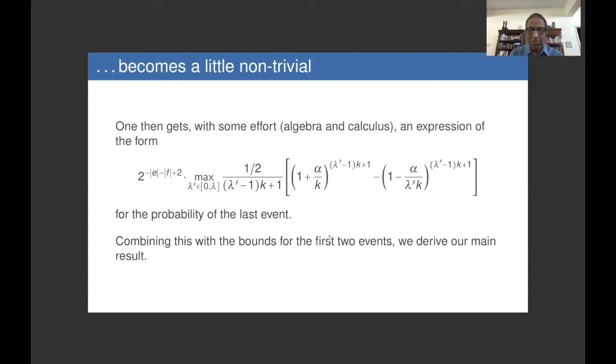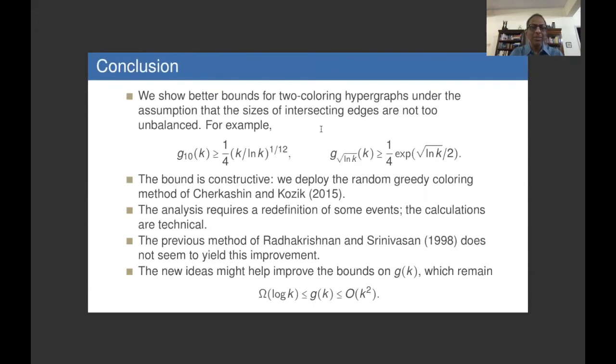Okay. So let me conclude. We show better bounds for two coloring hypergraphs. In particular, we show better bounds for the function g of k defined by Erdős. So these were two examples which I had shown earlier. So we hope the ideas contributed by this work will eventually help in getting better bounds for the original function g of k. We did not address the original function. We imposed a restriction of lambda approximate uniformity. For the original function, the bounds remain log k on the lower side and order k squared on the upper side.